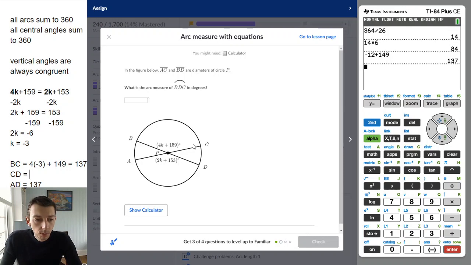Now, we talked about before, if BD is a diameter, it cuts the circle in half. So 4k plus 159, which we know is 137. We have that already. It's right here. We know this is 137. So this little piece here, CD, should be 180 minus 137.